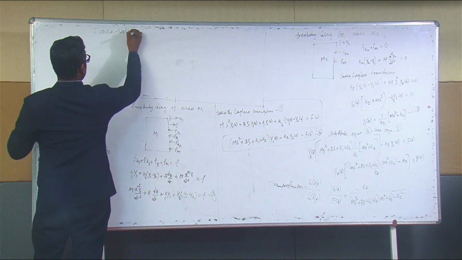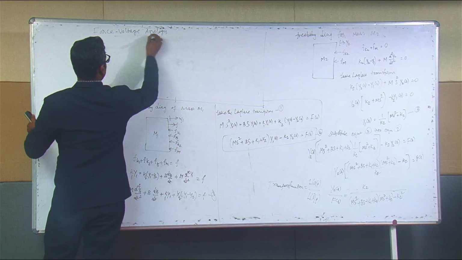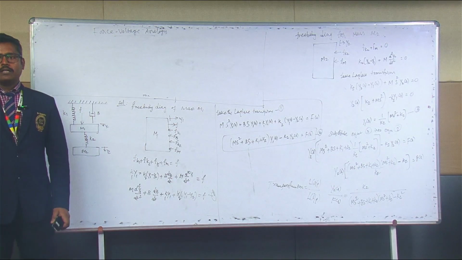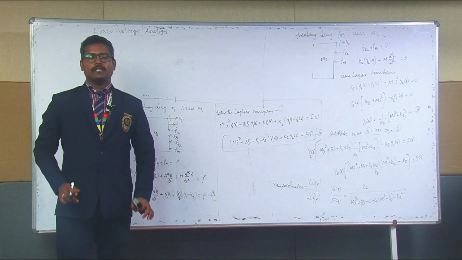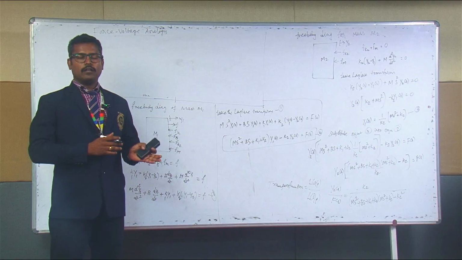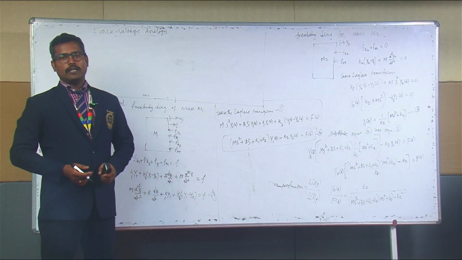Force voltage. So we have two types of analogy. One is the force voltage analogy, and the other is the force current analogy. In the force voltage analogy, we convert a force into its voltage equivalent, and in the force current analogy, the force is converted into its current equivalent.